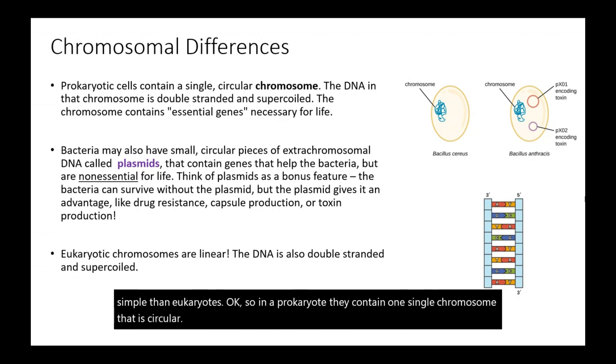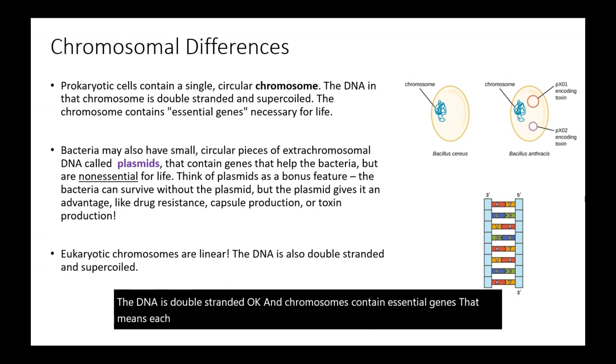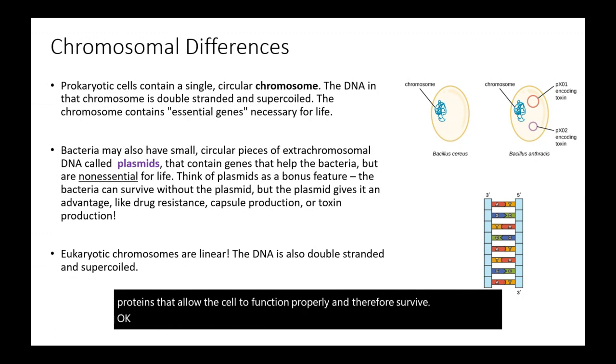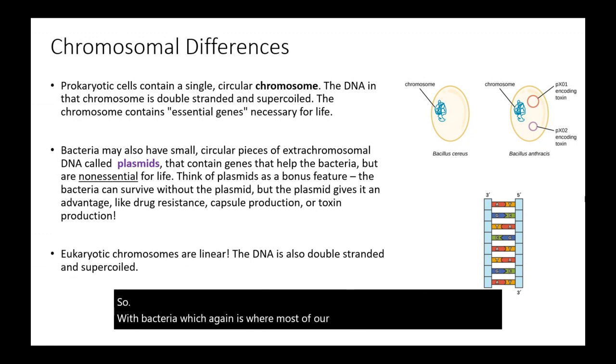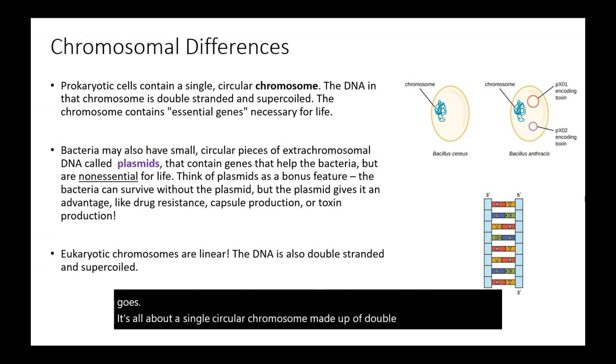The DNA is double-stranded, and chromosomes contain essential genes. That means each of those genes are needed for life. Those genes are going to code for proteins that allow the cell to function properly and therefore survive. So with bacteria, which is where most of our prokaryotic conversation goes, it's all about a single circular chromosome made up of double-stranded DNA.